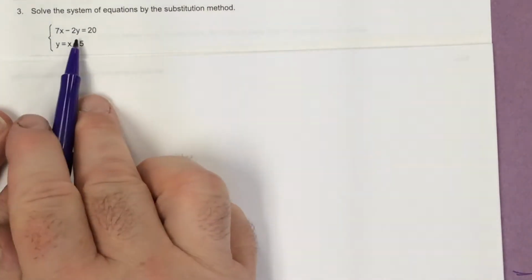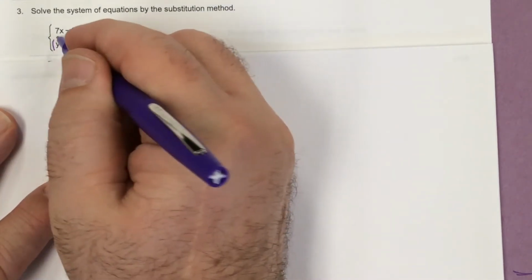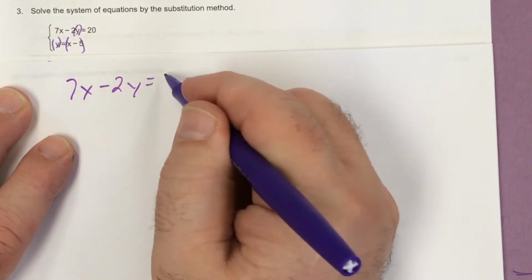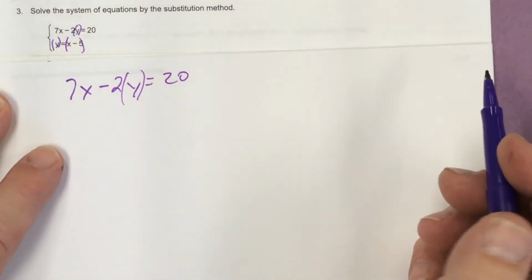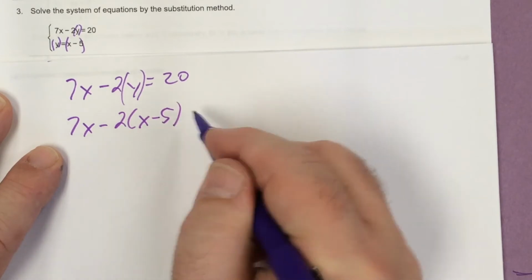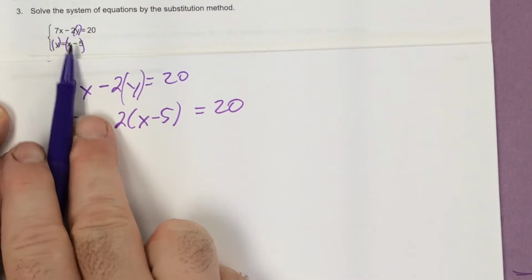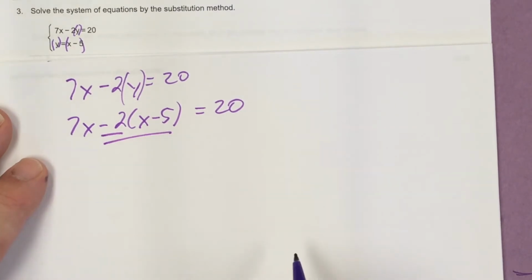So in question 3, we have 7x minus 2y equals 20, and we have y equals x minus 5. So since I know y is equal to x minus 5, I'm going to substitute in for that y right there. And that'll give me, I'll write the equation first as it was written, 7x minus 2y equals 20. I'm going to replace that y with what is equal to here, which is x minus 5. That's going to give me 7x minus 2 times x minus 5 is equal to 20. So I'm taking this value from the second equation and I'm substituting it into the first equation in the system. I'm going to go ahead, I'm going to distribute negative 2 through there.